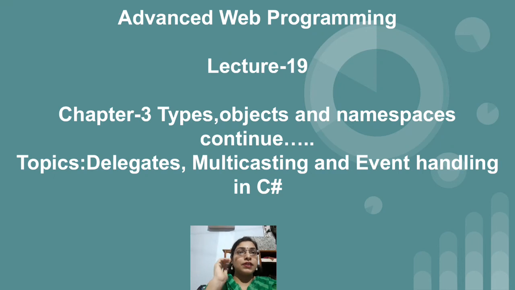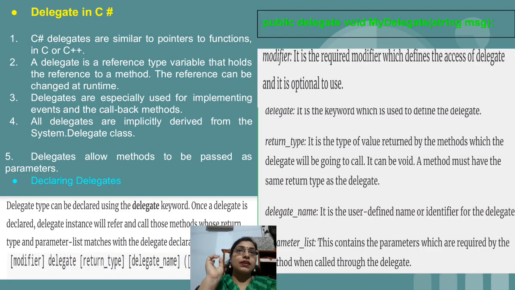Students, again in today's lecture we are going to continue with chapter number 3 of unit number 1. In today's lecture we are going to learn some topics like delegates, multicasting, and event handling in C Sharp. So the first topic is delegate.